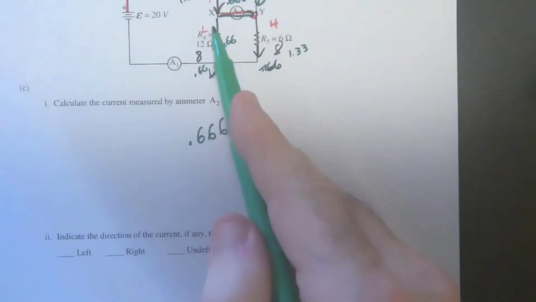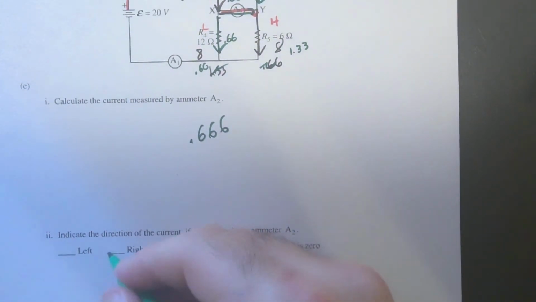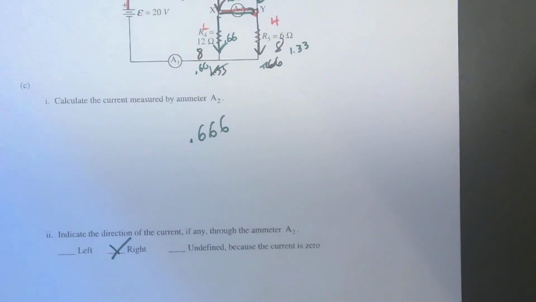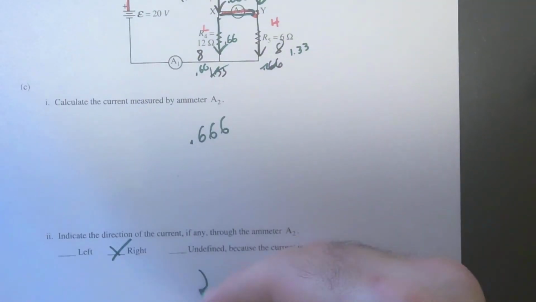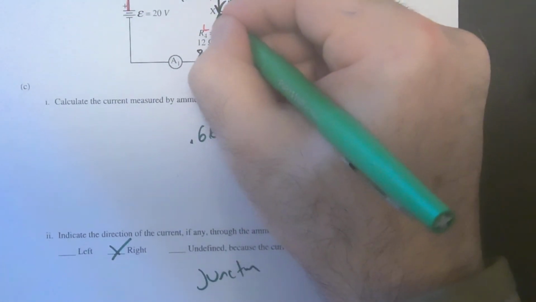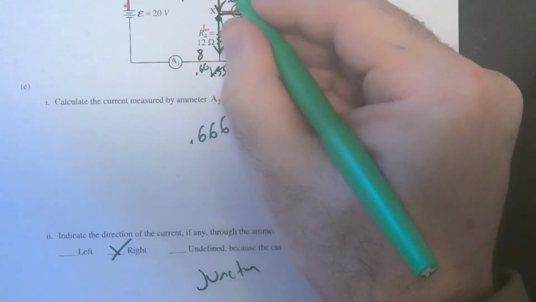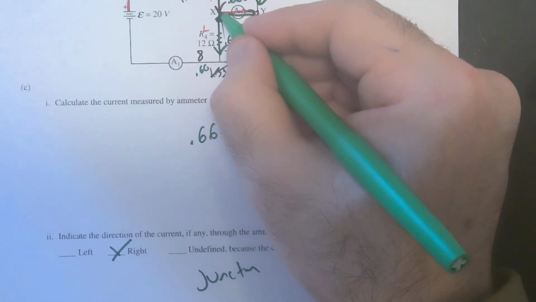And which way is it going? Obviously, it's going from X to Y, which would be right. Explanation: you could even say the junction rule, because at this point you got 0.666 going out, 1.33 going in, so you have to have 0.66 going out.